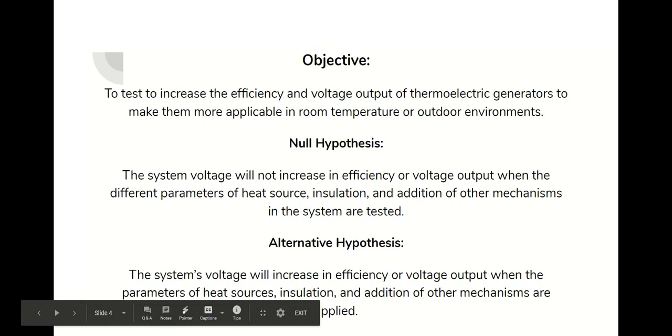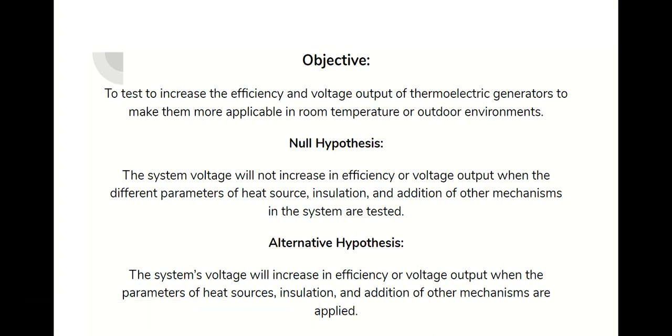So the objective of my project was to test and increase the efficiency of thermoelectric generators so that we can use them in room temperatures and outdoor environments, so that we can try to reduce the coal, gas, and other fuels we use and slowly shift towards the other sources of energy. My null hypothesis states that when we try to increase the efficiency or the voltage output of the system, it will not increase. And the alternate hypothesis is that if we do apply the parameters of heat sources, insulation, and addition of other mechanisms, the efficiency or voltage output will increase.